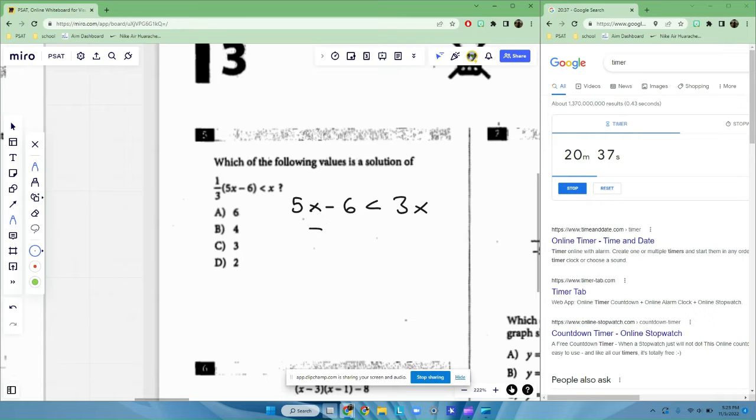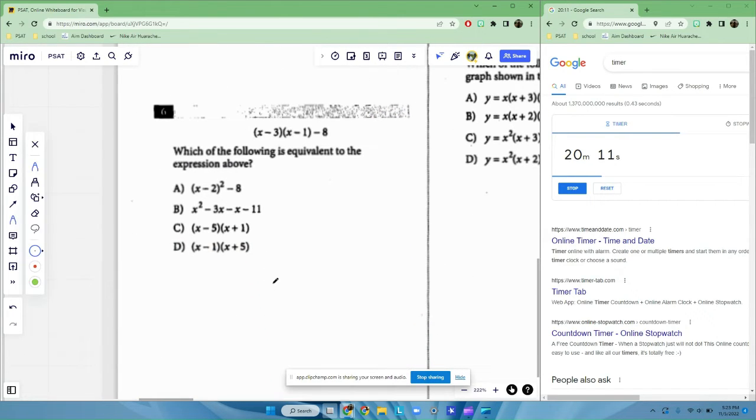This is much easier. So minus 6 is less than, take 5x to the other side, 3x minus 5x is equal to minus 2x. Just not to get confused, minus 2x is greater than minus 6, and x is less than 3. So I know you guys would say it's C, right? That's actually wrong. We need a solution that is less than 3. So our answer is D, since D is the only one that is less than 3.